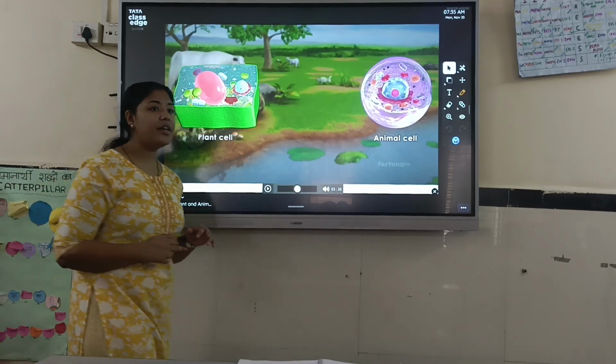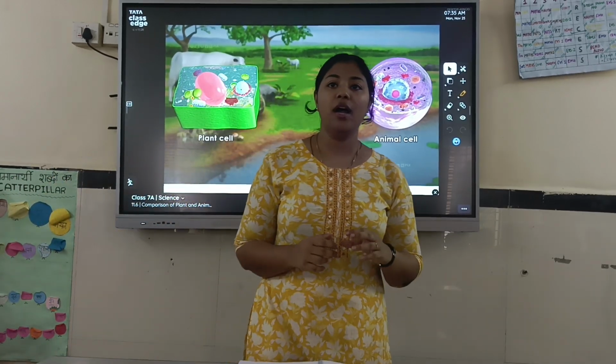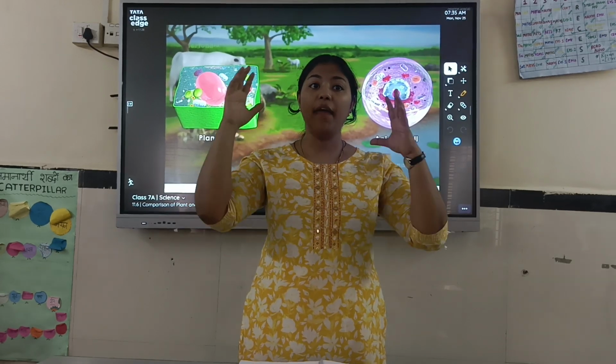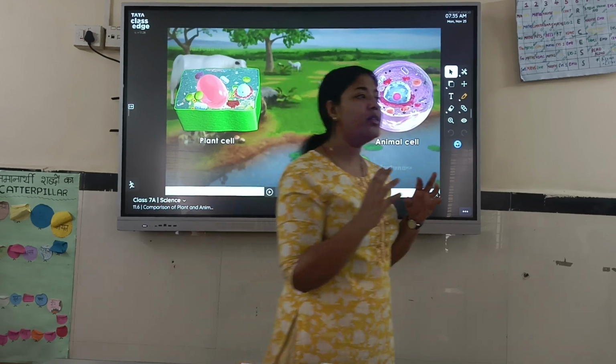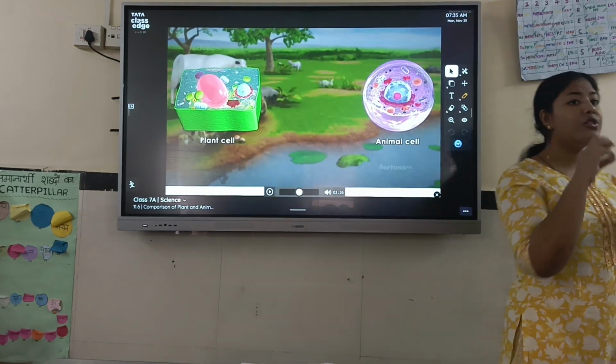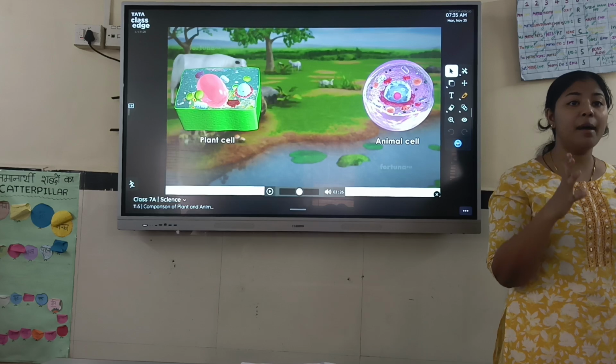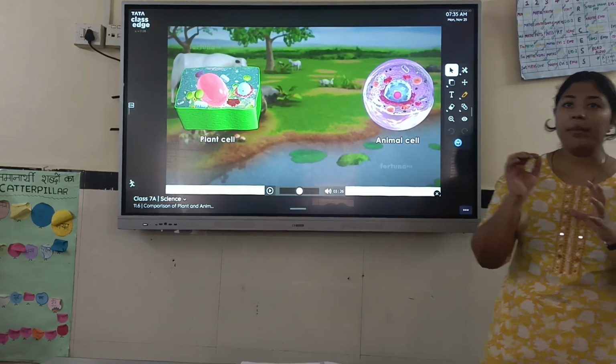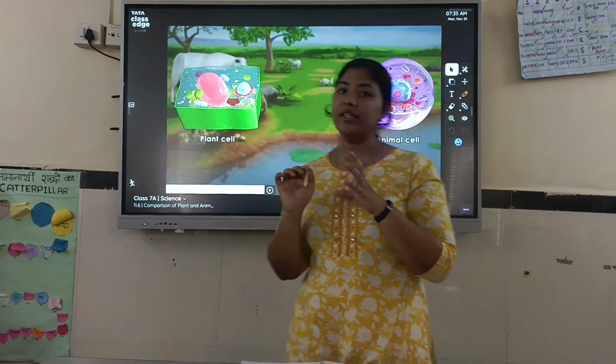The next organelle is the vacuole. Now, how is the vacuole in the plant cell? It just has one big vacuole. But what about the vacuoles in the animal cell? They are small, but they are many in number compared to the plant cell. So, can we just start jotting down the differences?